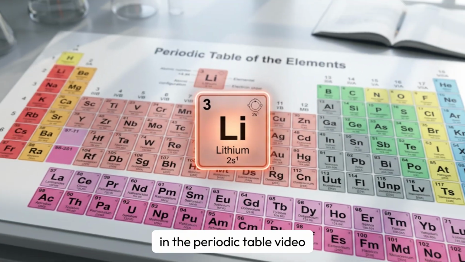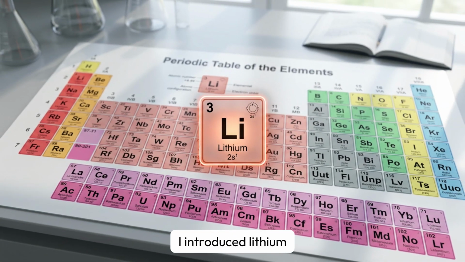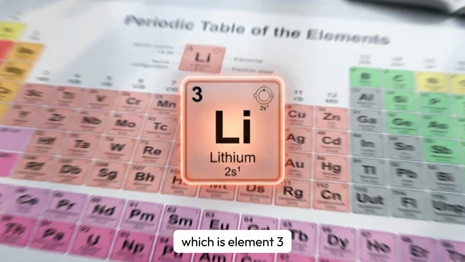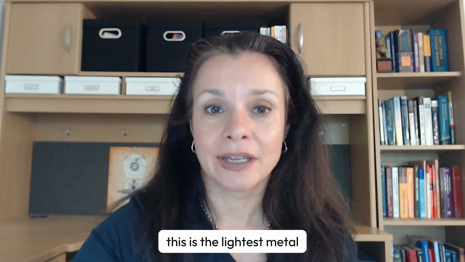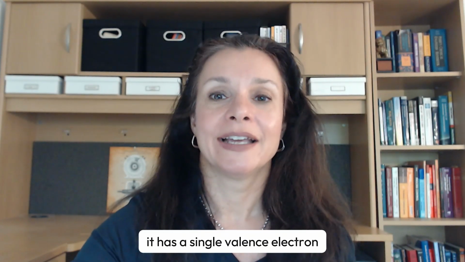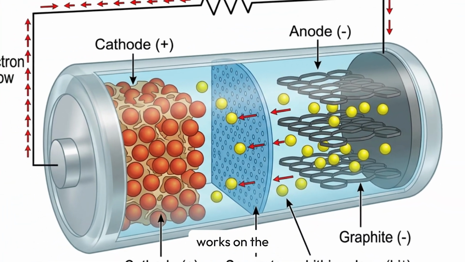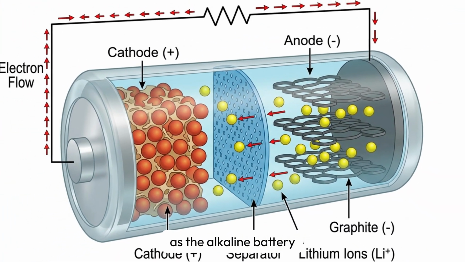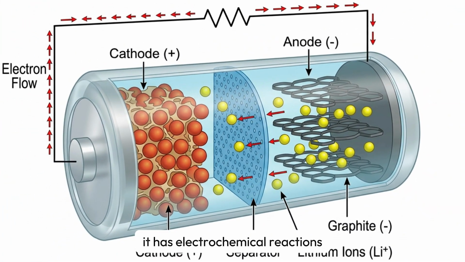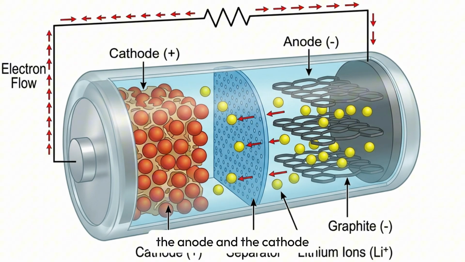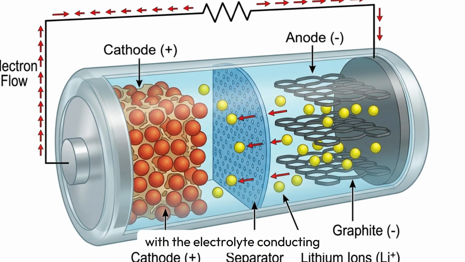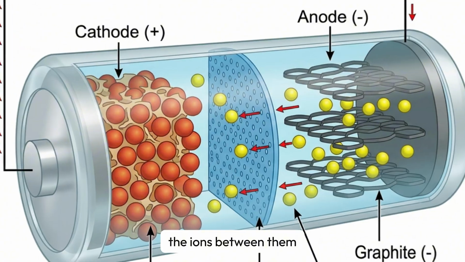In the periodic table video, I introduced lithium, which is element 3. This is the lightest metal. It has a single valence electron. These properties make lithium electrochemically active and ideally suited for energy storage. So the lithium-ion battery works on the same fundamental principle as the alkaline battery. It has electrochemical reactions at two electrodes, the anode and the cathode, with the electrolyte conducting the ions between them.